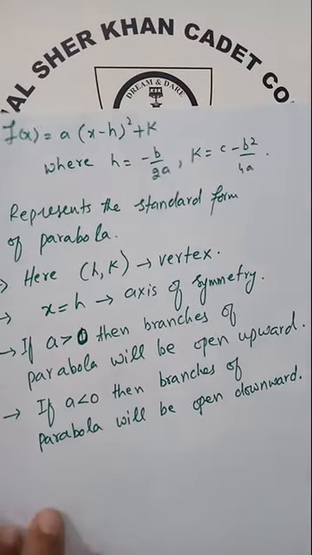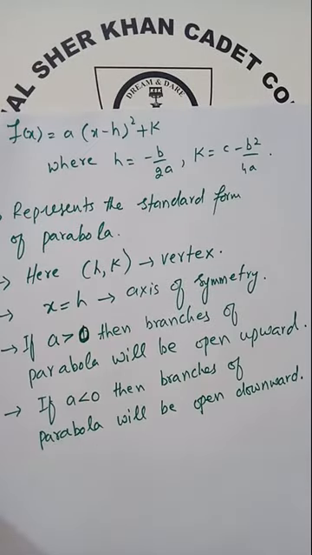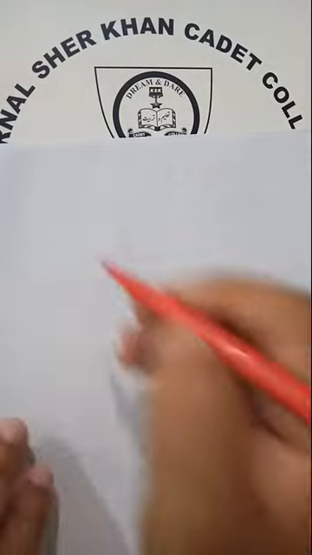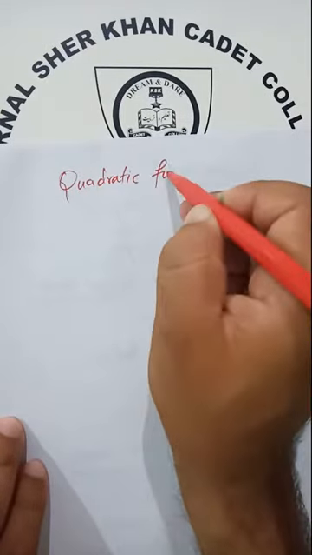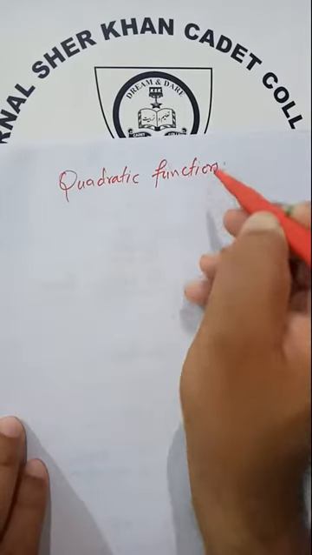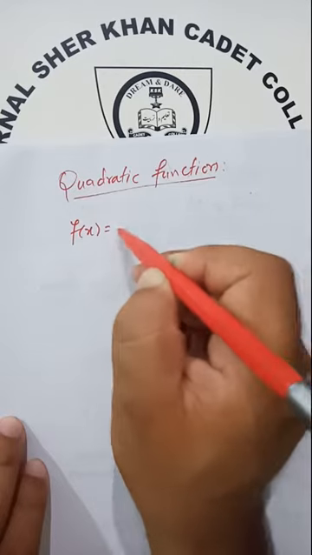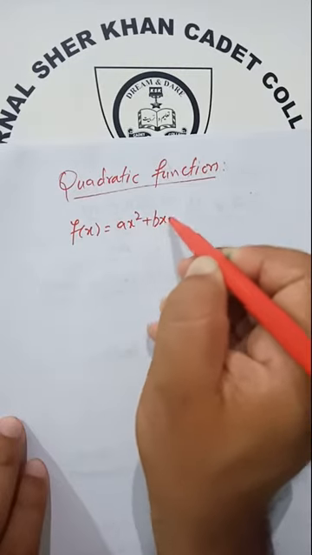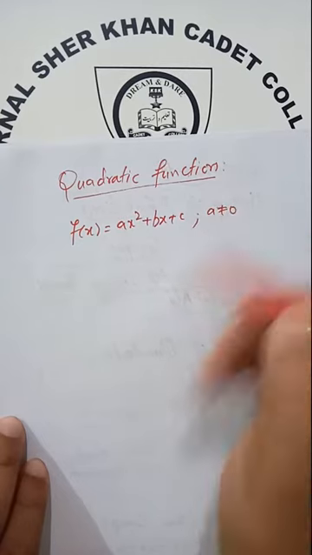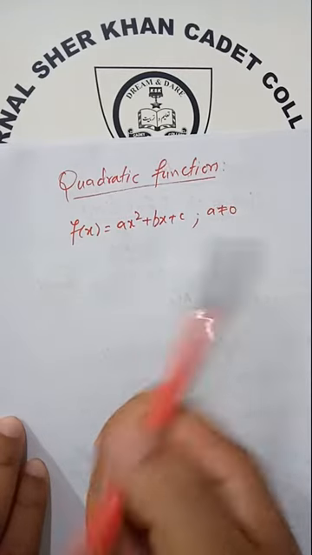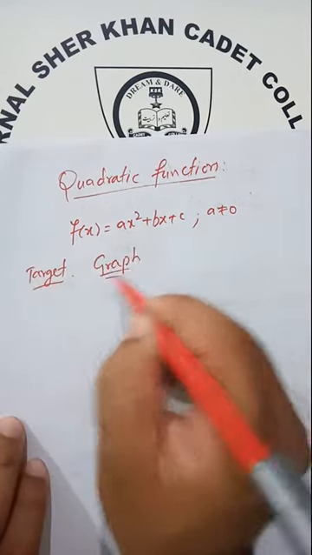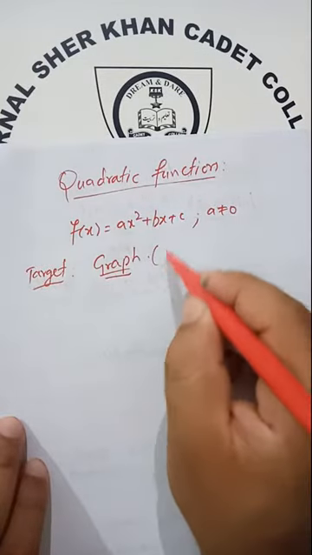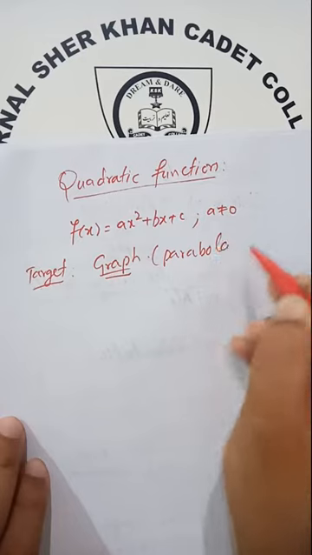If I explain this whole detail in a brief way, at the start of the video lecture we considered a quadratic function f of x is equal to ax square plus bx plus c, where a is not equal to 0, because if a is equal to 0, that will not remain quadratic. Our target is to discuss the graph of such functions. The graph of such functions is always a parabola, meaning it must be in a U shape.